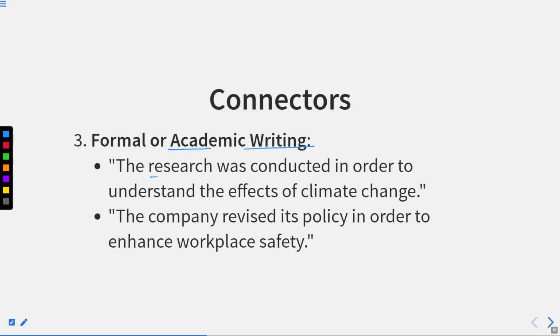Formal and academic writing. The research was conducted in order to understand the effects of climate change. So, what was the reason behind conducting the research? Just because they wanted to understand the effects of climate change.